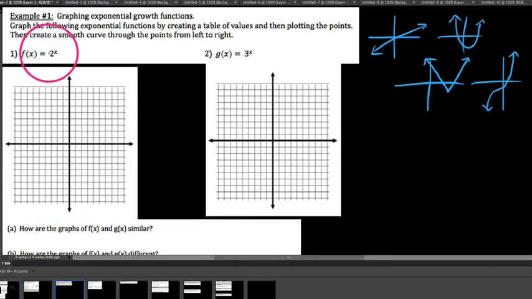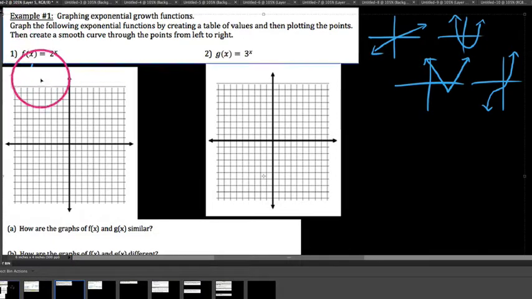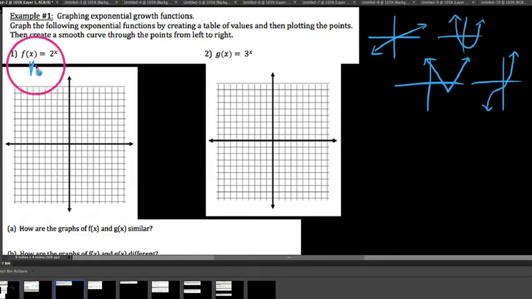And so you'll notice that these two functions, f of x and g of x, are a little bit different from what we've seen in the past. What you're seeing here is that f of x, another way of saying y, is y equals 2 to the x power. Let's see if I can write on this here. So we have y equals 2 to the x power, and here we have y equals 3 to the x power.